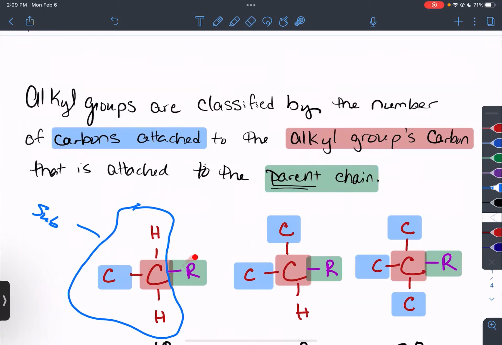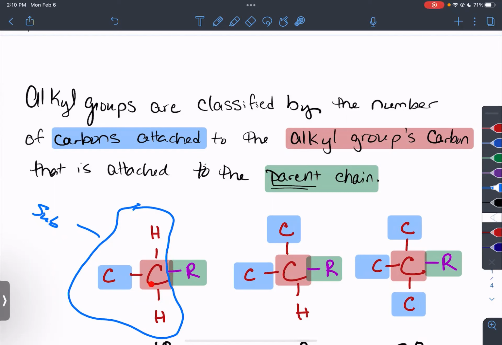In this case, it's this R. It's the R and it's the R. So everything else is actually classified as a substituent. Okay, so if this is the substituent, another way to say that is alkyl group, substituent, same thing. But some substituents are not alkyl groups. So like bromine would be a substituent that is not an alkyl group.